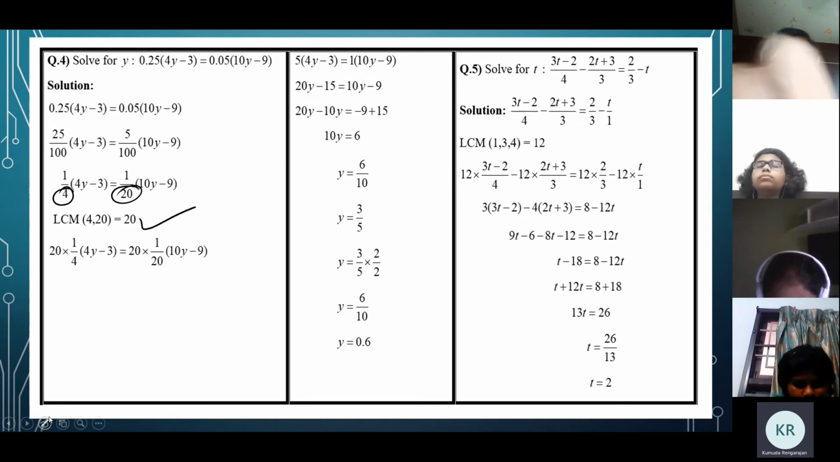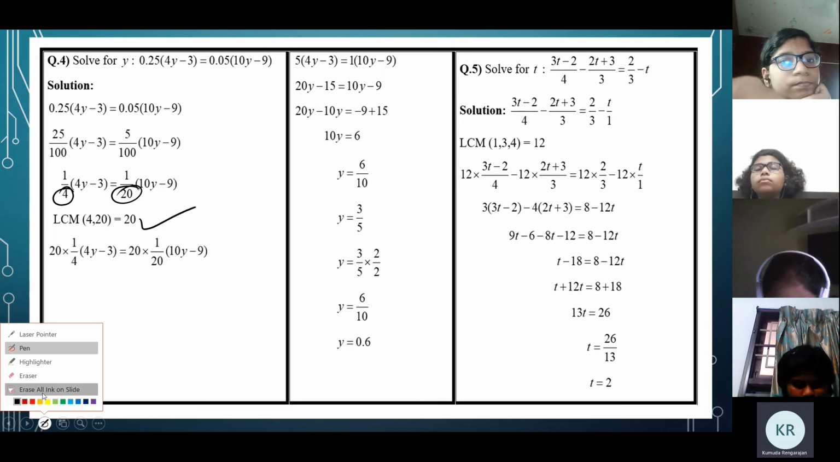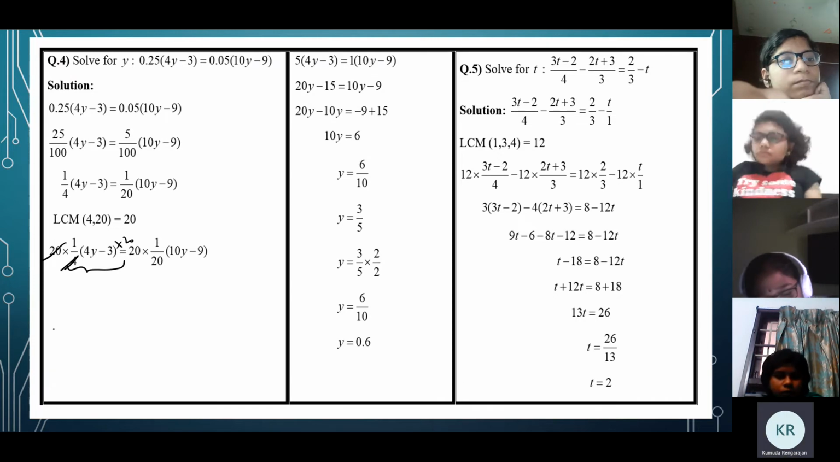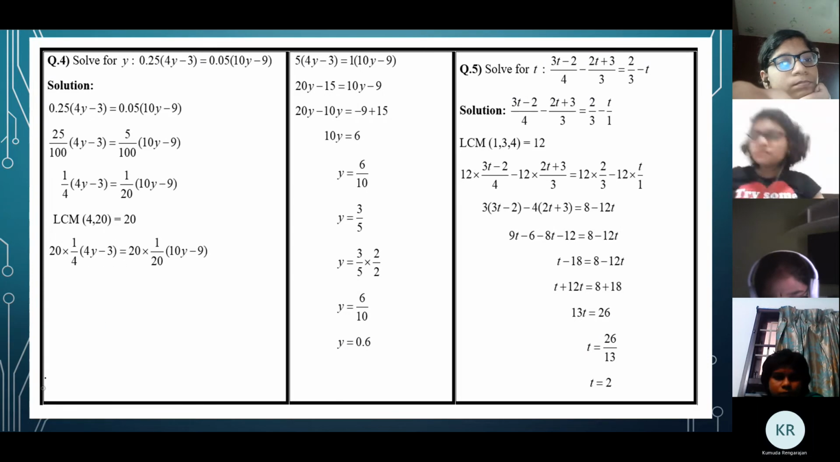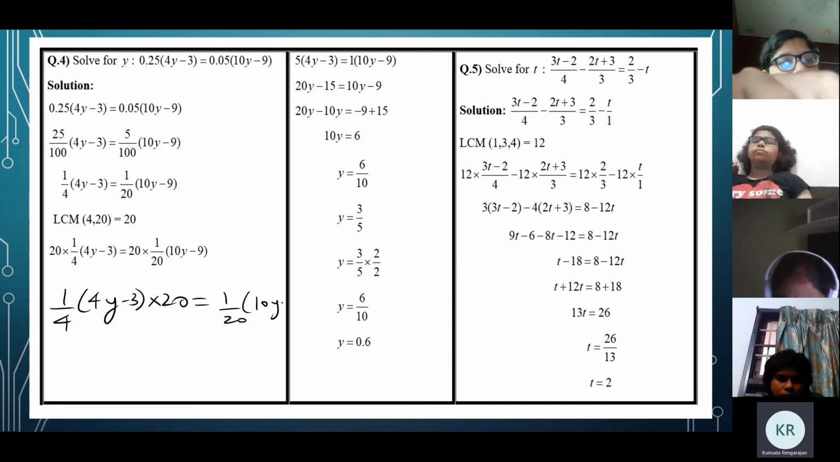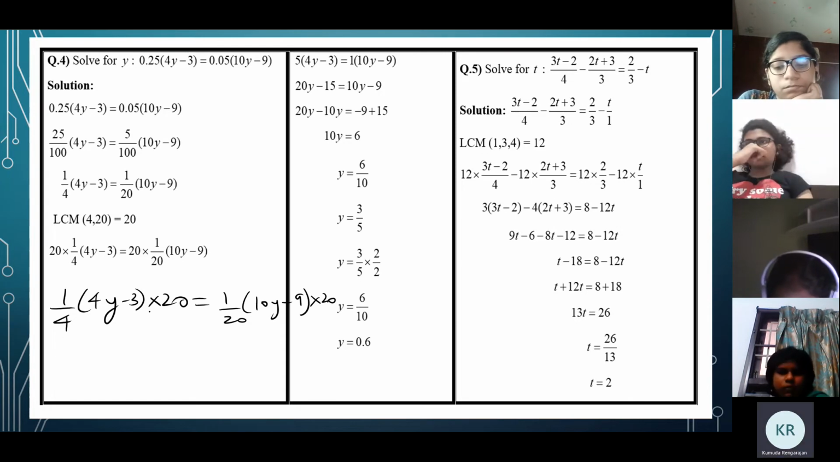Now we need to multiply the one term in the LHS and the one term in the RHS by the LCM. So this is that one term in the LHS into 20. You can put it here also, children, into 20. I wanted it near 1 by 4 because we'll be simplifying this only, right? So I just wrote it near 1 by 4. That's all. See, you can also write it like this: into 20 here, equal to 1 by 20 of 10y minus 9 into 20. You can also write it like this.